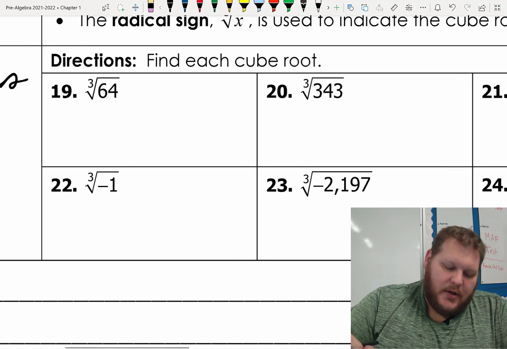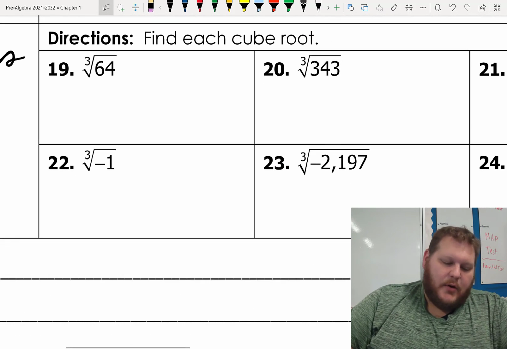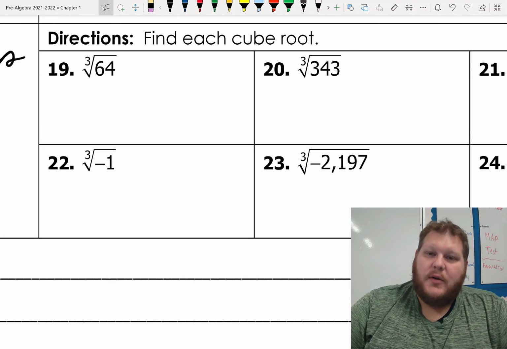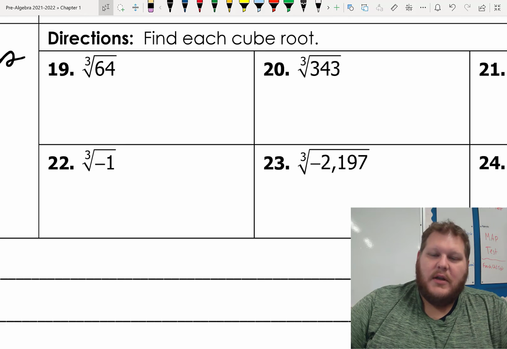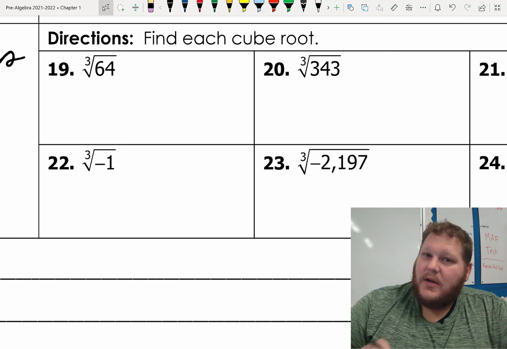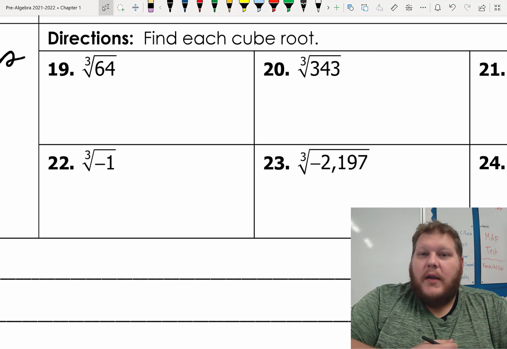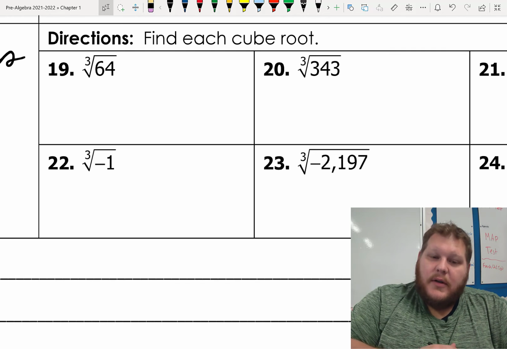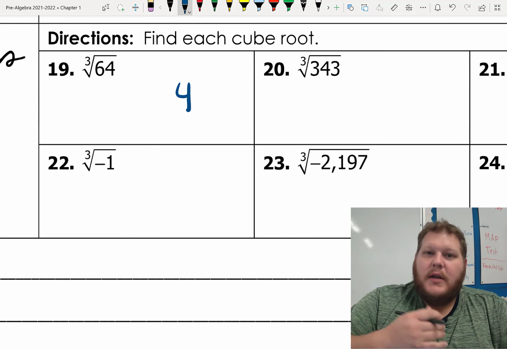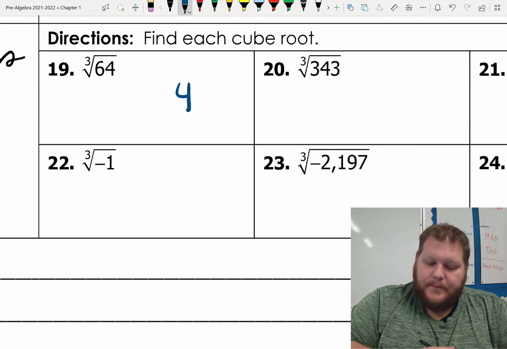So if we again go through our odd problems, we're looking for the cube root of 64. Very important here that we're looking at the cube root, not the square root, because 64 is one of those unique ones where it's both a perfect cube and a perfect square. Kind of strange. If I'm looking for the cube root of 64, it should be positive 4, because 4 to the third power gives me 64.